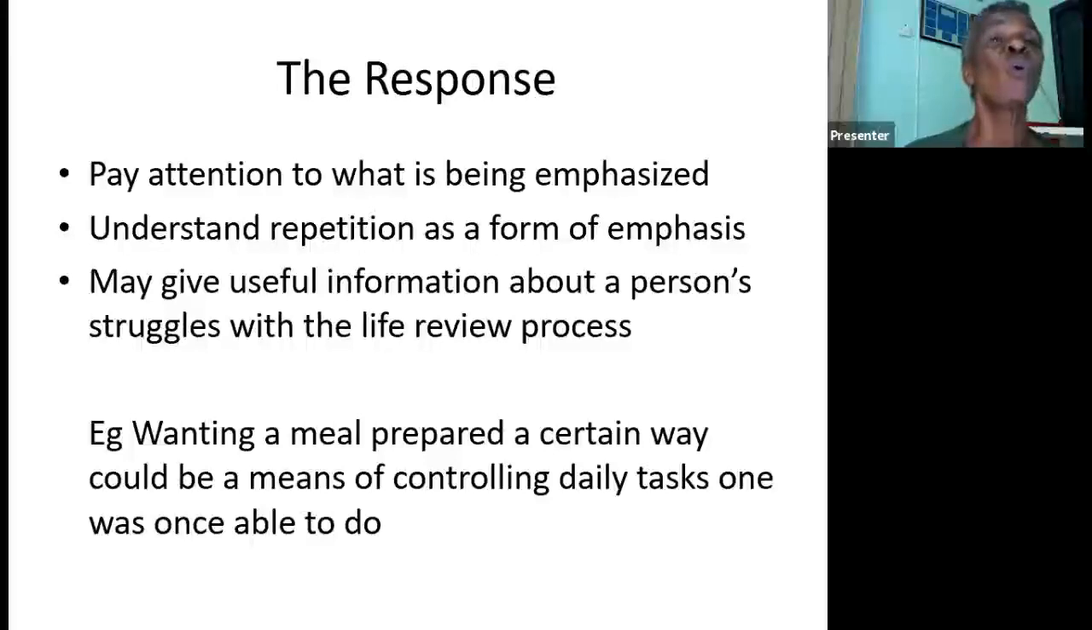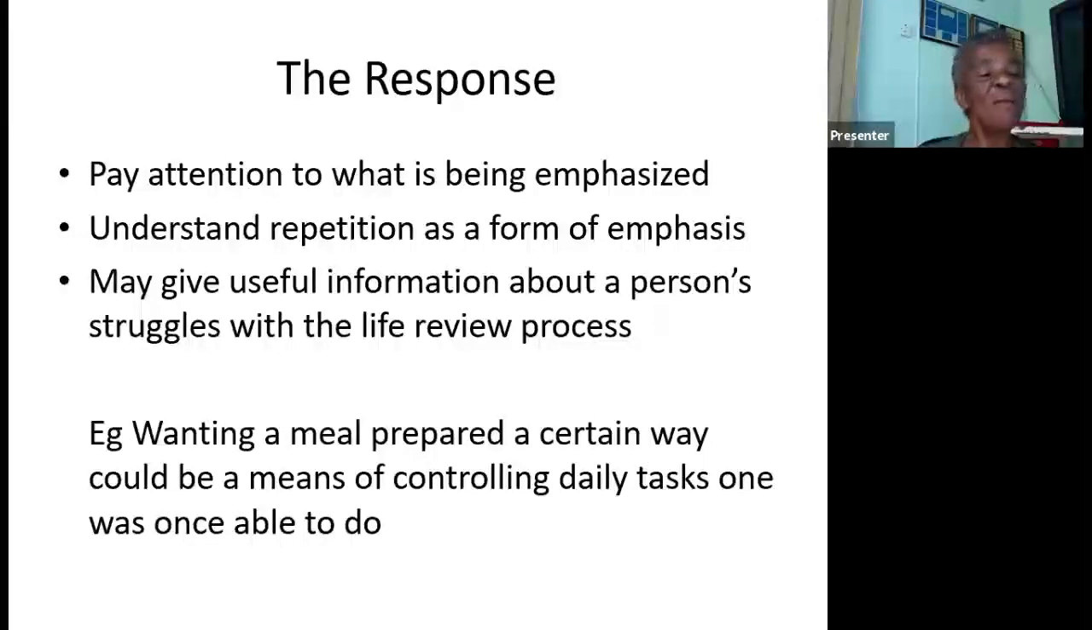The fact that a story is told over and over means that there's something in it that you need to garner. Understand repetition as a form of emphasis, and it may give useful information about a person's struggles with the life review process. They're looking over their life. It could be something that was not achieved or was highly achieved, and I'm proud of it, and I want to communicate it. So it may be a struggle about reviewing your life and seeing that if you had more time, this is what you would have done, or you already did it well.